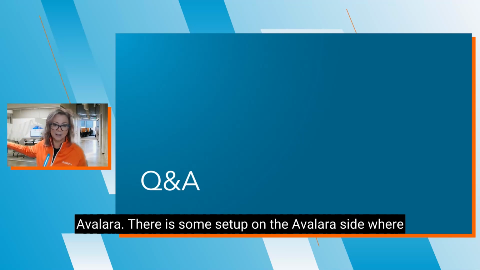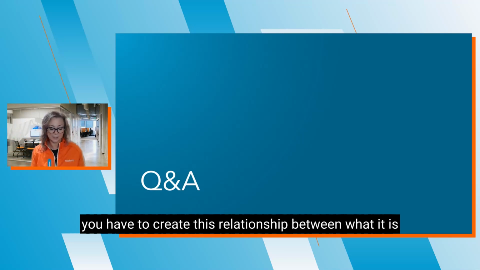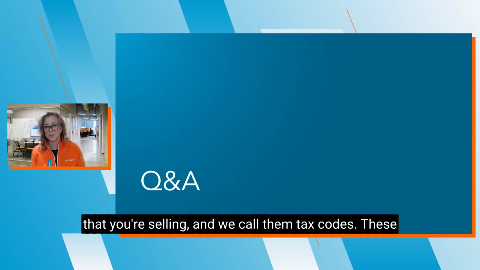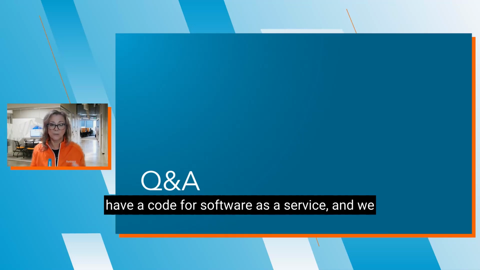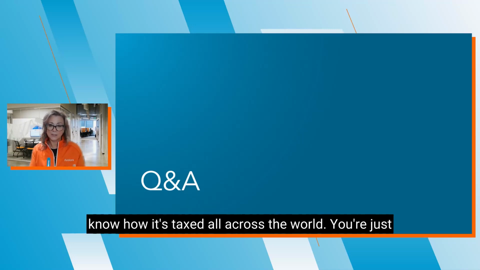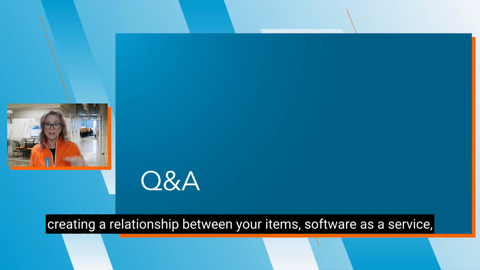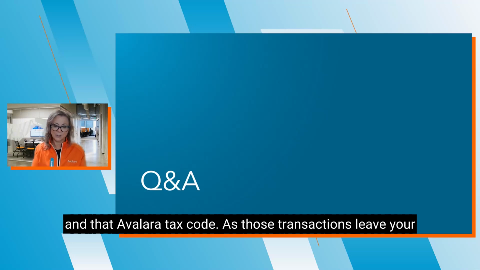It's going to Avalara. There is some setup on the Avalara side where you have to create this relationship between what it is that you're selling, and we call them tax codes. These Avalara tax codes, if you think about a matrix, we have a code for software as a service, and we know how it's taxed all across the world. You're just creating a relationship between your items, software as a service, and that Avalara tax code.